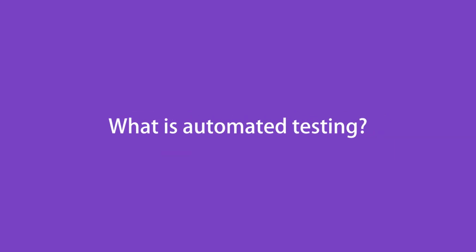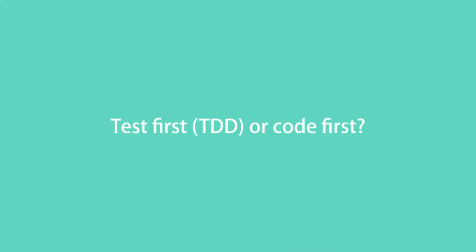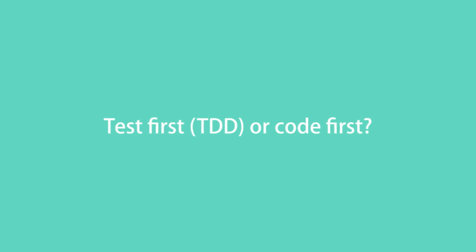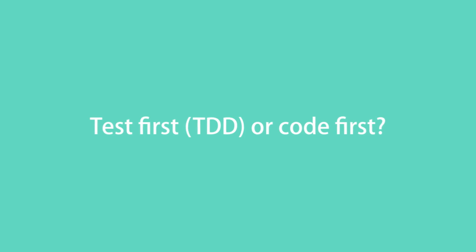So what is automated testing? Is it a replacement for manual testing? Do I really need it? How should I do it? Should I write my tests first, which we call test-driven development or TDD? Or should I write the application code first?